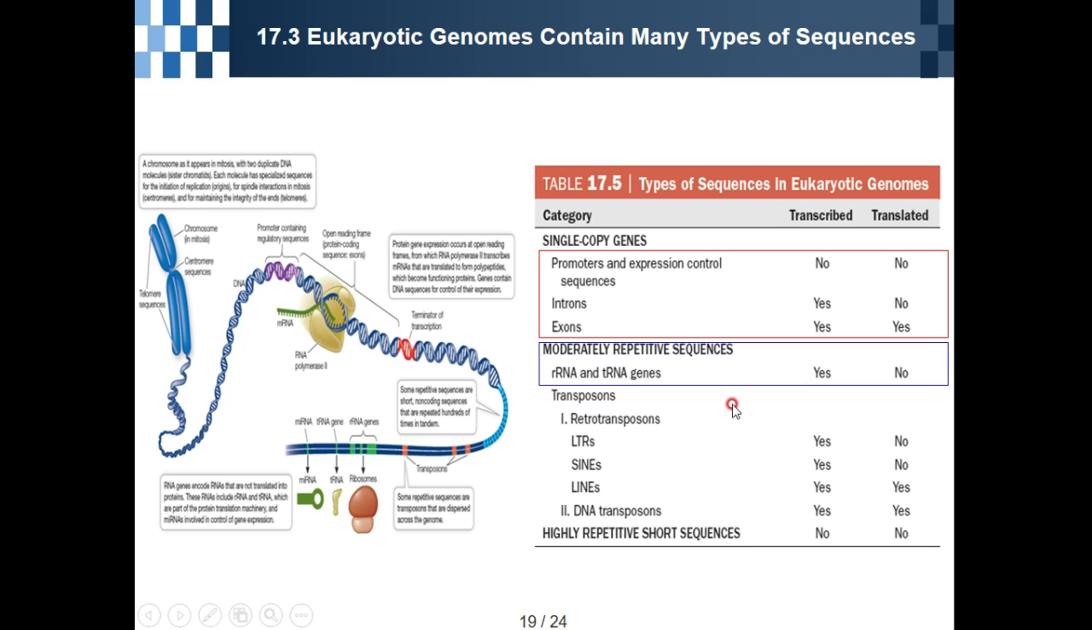So moderately repetitive sequences are transcribed, but they are not translated. rRNA and tRNA are not translated, okay? And also our highly repetitive short sequence, for example, STR, is not transcribed and not translated, okay? This is the main difference. You have to know this, okay?